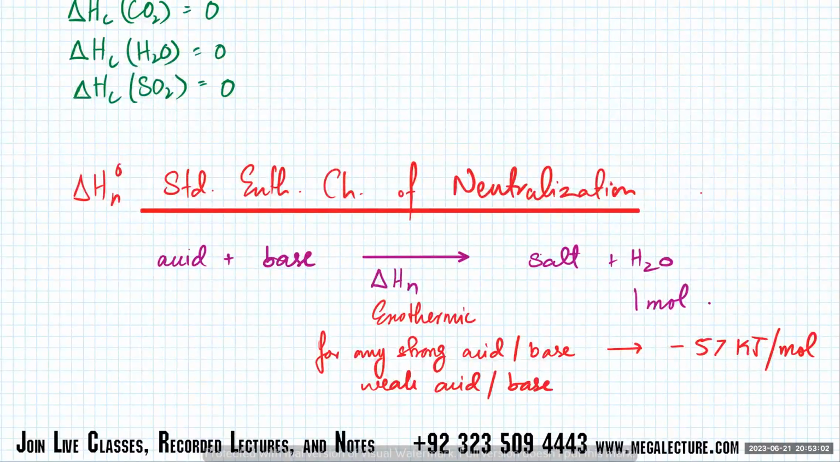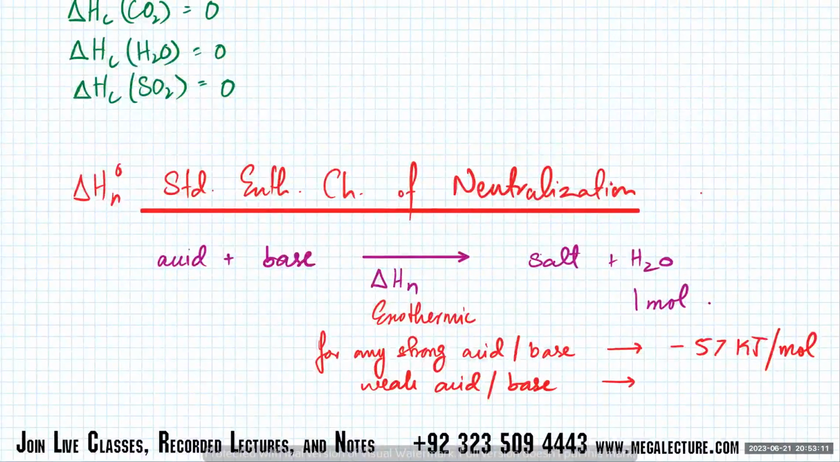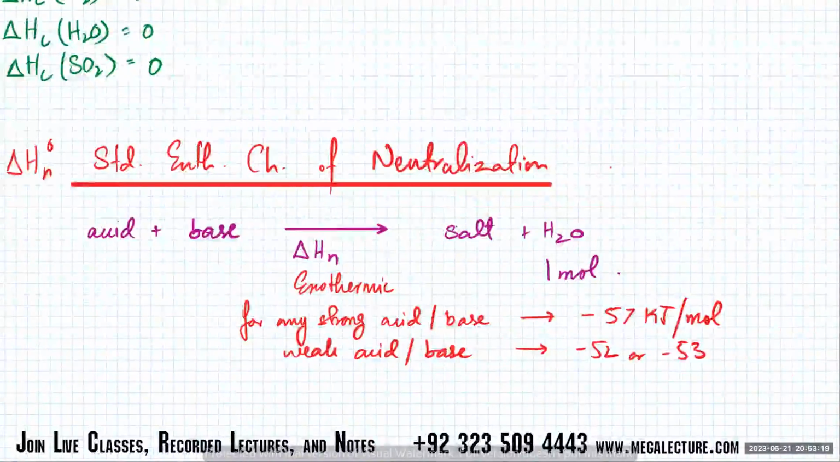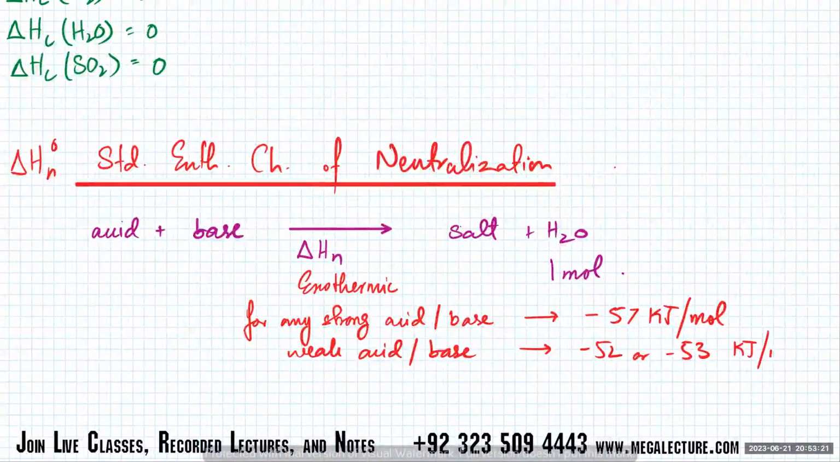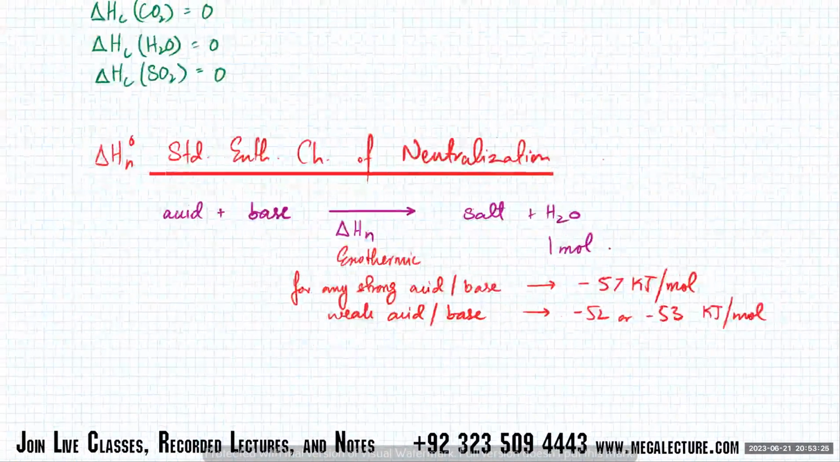And if it was a weak acid or a weak base, then the value was slightly less exothermic. So it was probably around minus 52 or minus 53, something like that, kilojoules per mole. So slightly less exothermic. Every time it had kind of the same value.